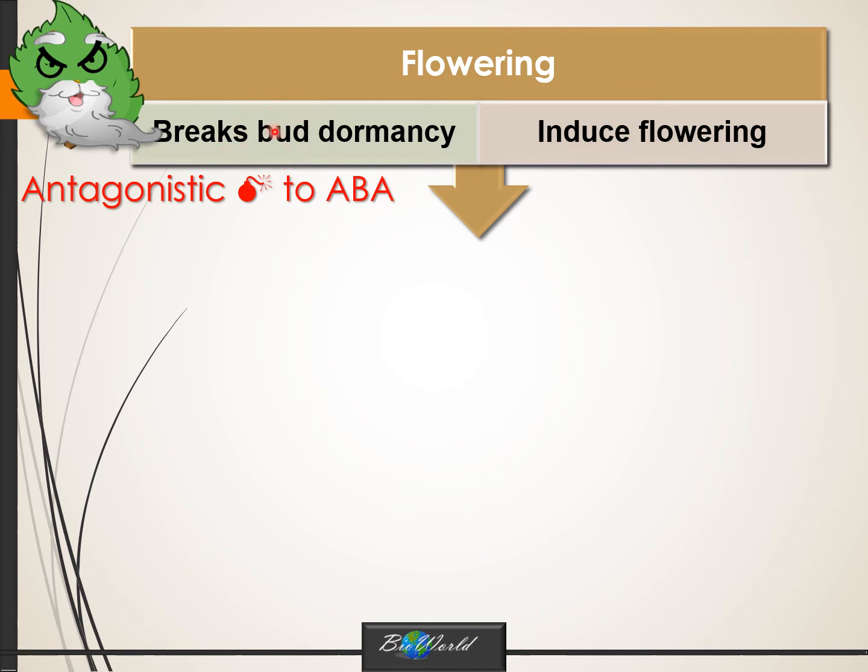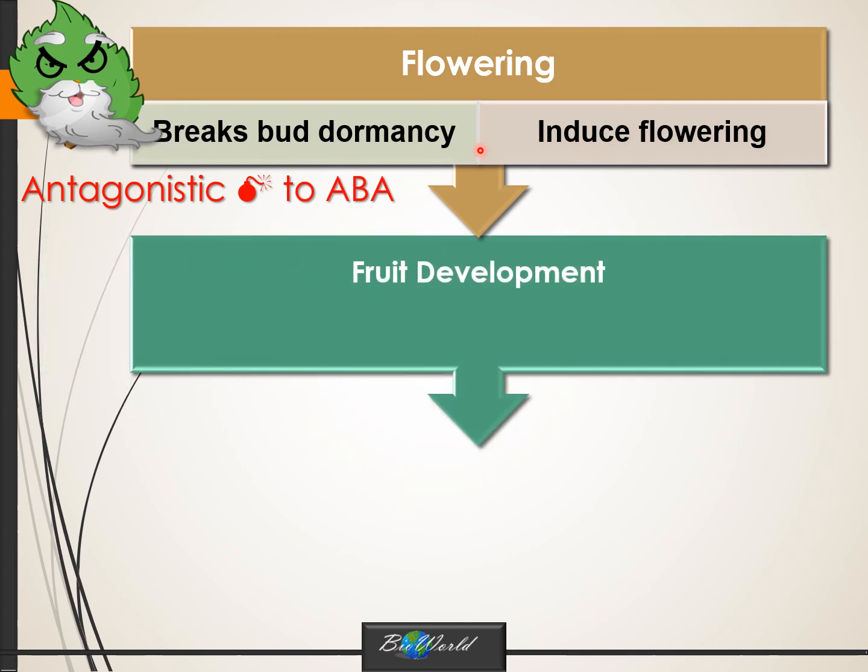Bud means it's like closed. But once the ethane concentration increases, the bud will break dormancy. That means it will like come alive and start to bloom. Okay, so this is an example where the hormones are antagonistic. Then we move on to fruit development. Now previously we've learned that auxin, cytokinin and gibberellin are also involved in fruit development, but in a process known as parthenocarpy, development of seedless fruits.